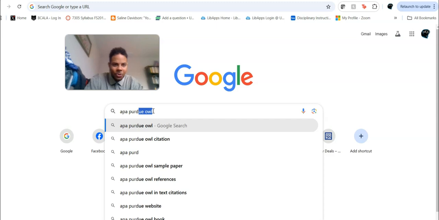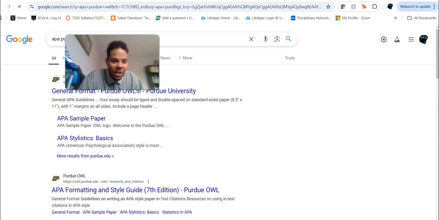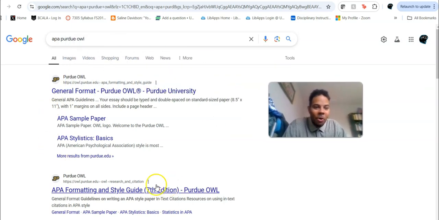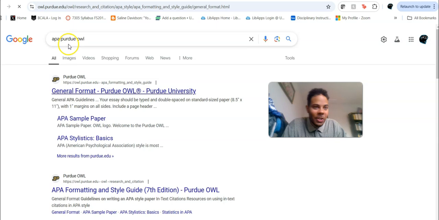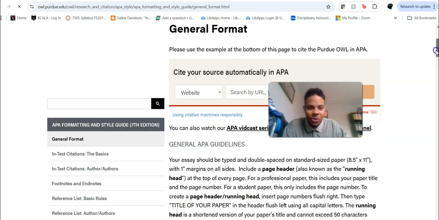And you can get to it just by Googling APA Purdue OWL. You can Google Purdue OWL, but it'll take you to the front page with all of the different styles in it. So if you want to get specifically to APA, which is what we're going to be using in this class, then you can Google Purdue OWL APA. But they do have MLA, Chicago, and all those other styles as well.